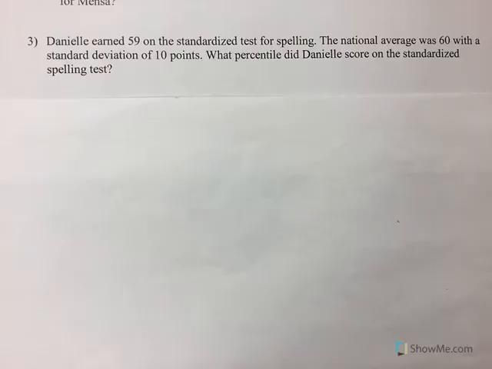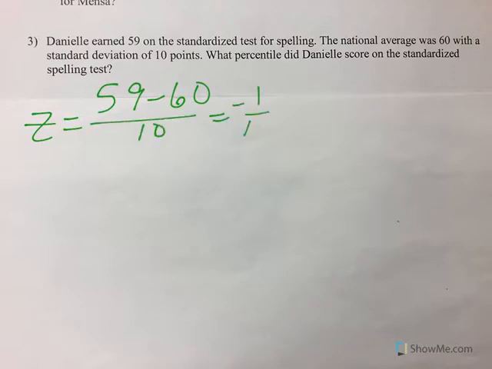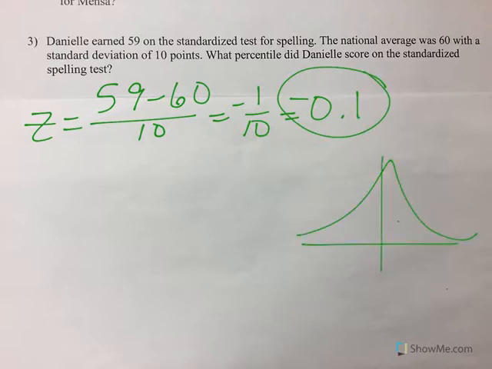Danielle earned a 59 on the standardized test for spelling. The national average was 60 with a standard deviation of 10. What percentile did Danielle score on the standardized spelling test? First things first, we need a z-score: value minus the mean over the standard deviation. Negative 1 over 10 is negative 0.1. Now, I like visuals, so a z-score of negative 0.1 falls here.